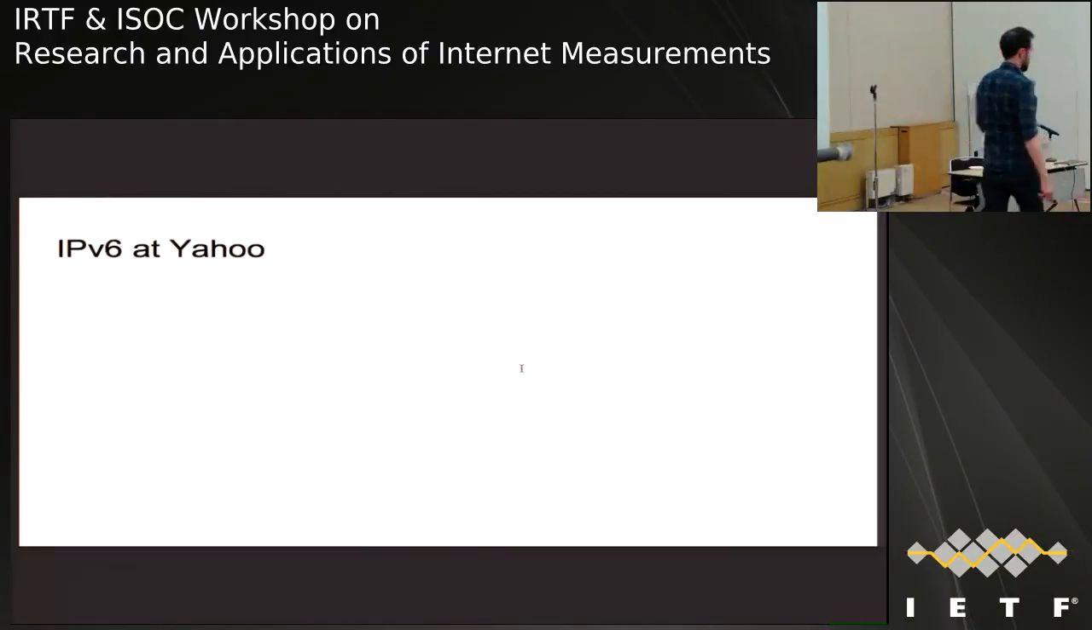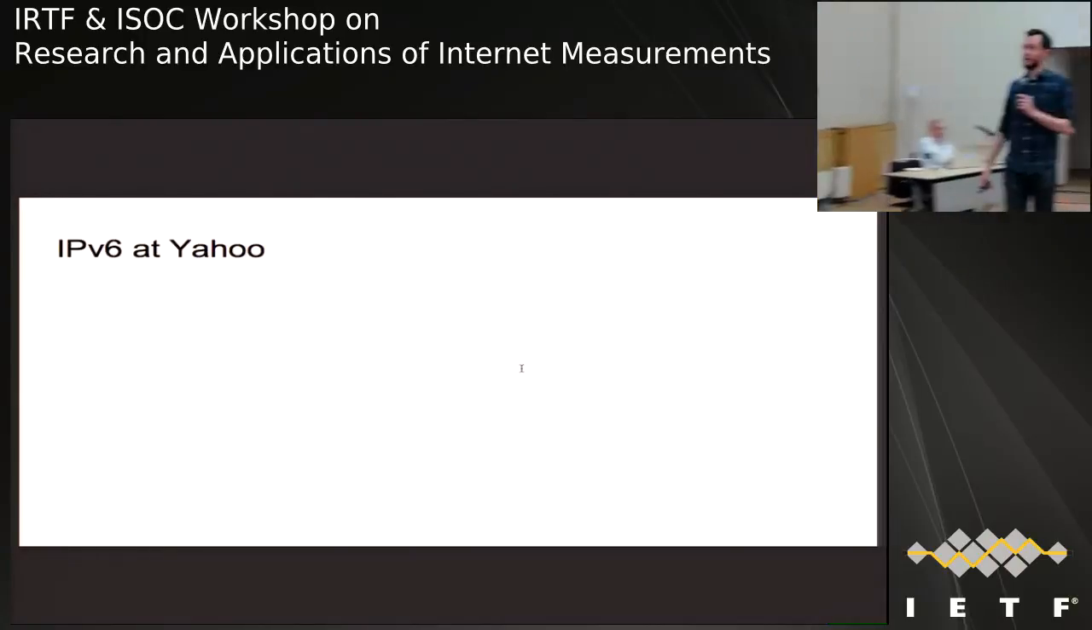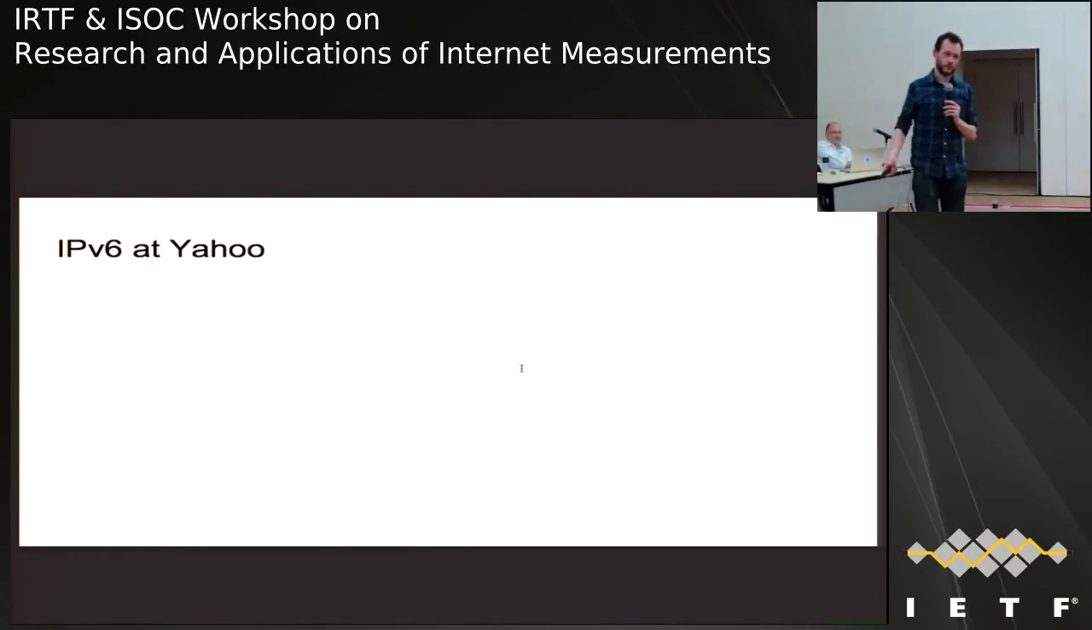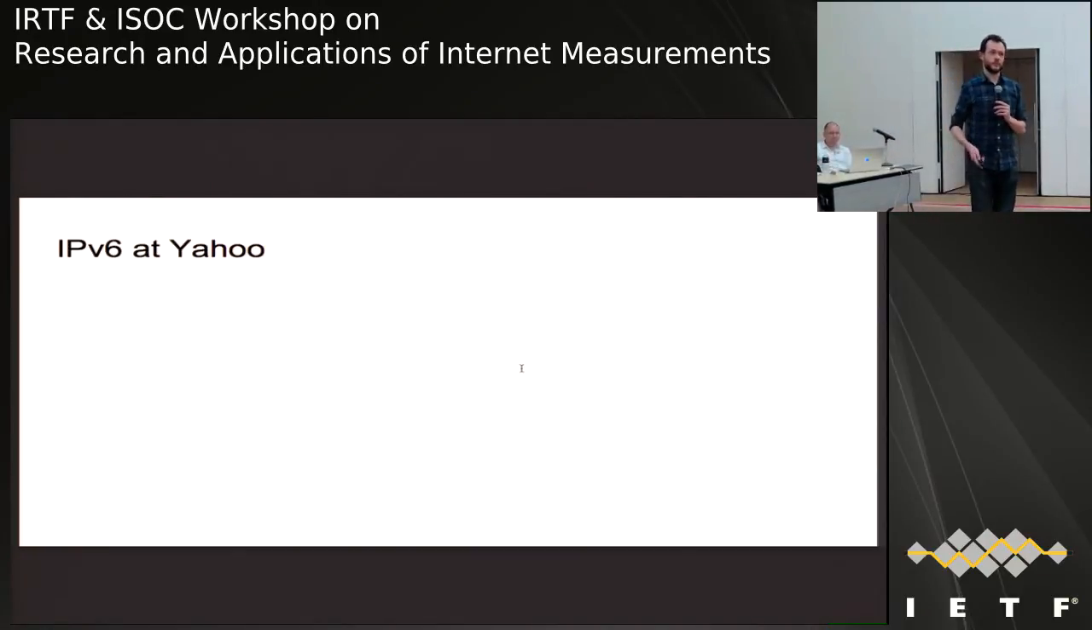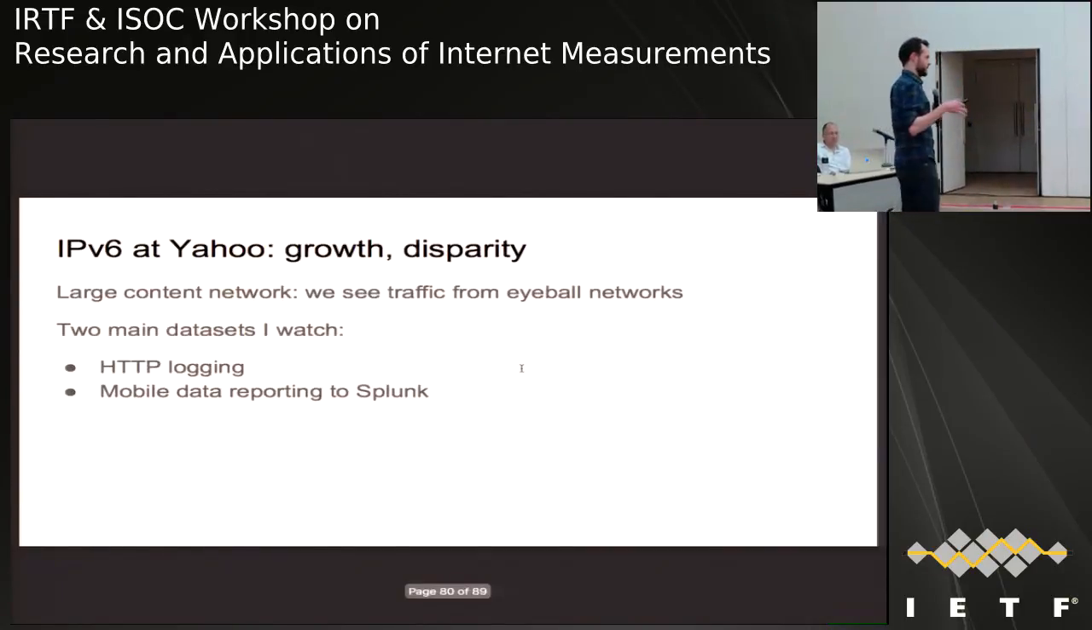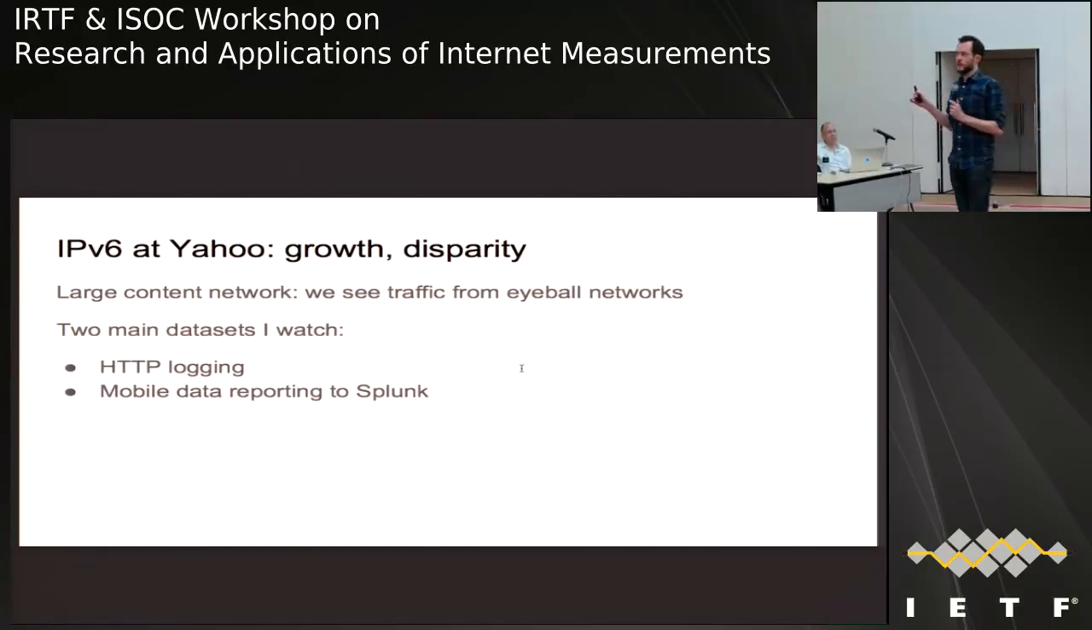Hi, I'm Stephen Strauss, and I'm not going to talk about compact routing. I am, however, right now paying a lot of attention to IPv6 within Yahoo and what we see from outside of Yahoo. We spend a lot of time paying attention to eyeball networks. I have two primary data sets. One is HTTP logs that we gather from our content distribution networks, which forms the basis for the data that we provide to the Internet Society every week. The other is mobile data reporting to Splunk. So I get to see server-side reporting and also client-side reporting.